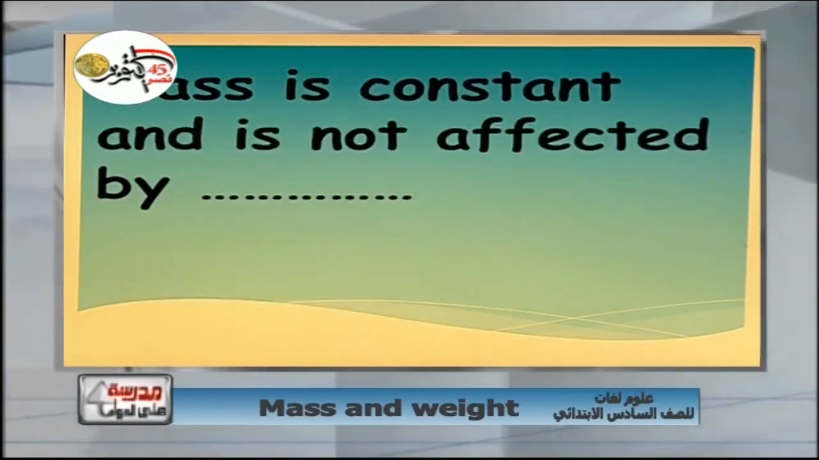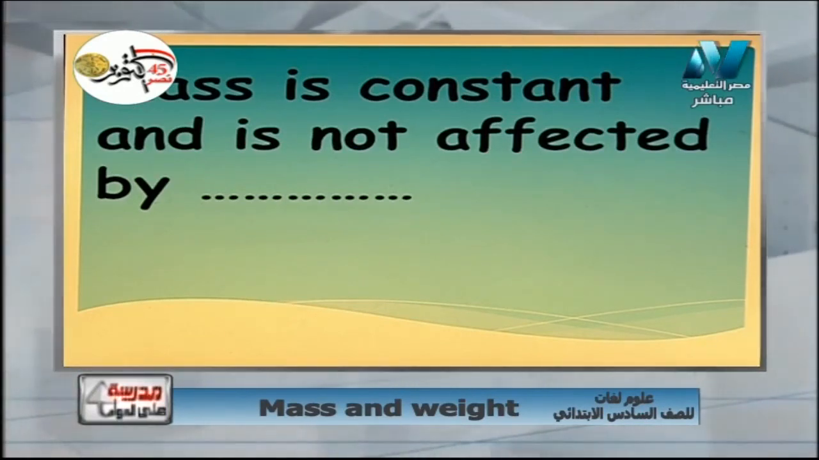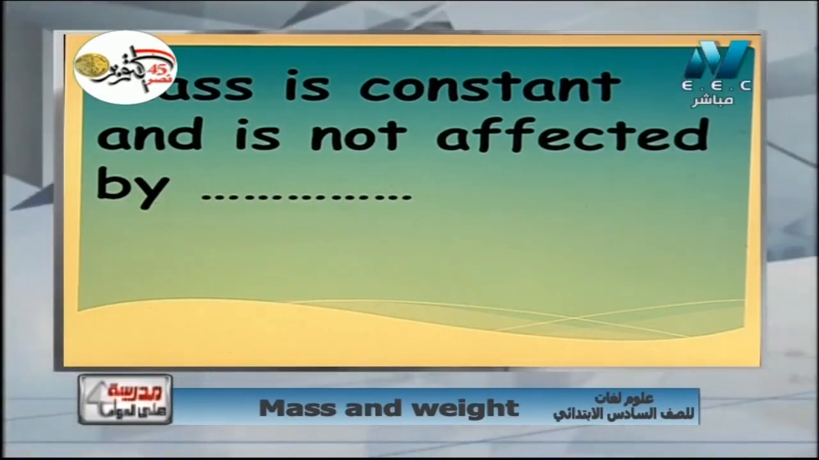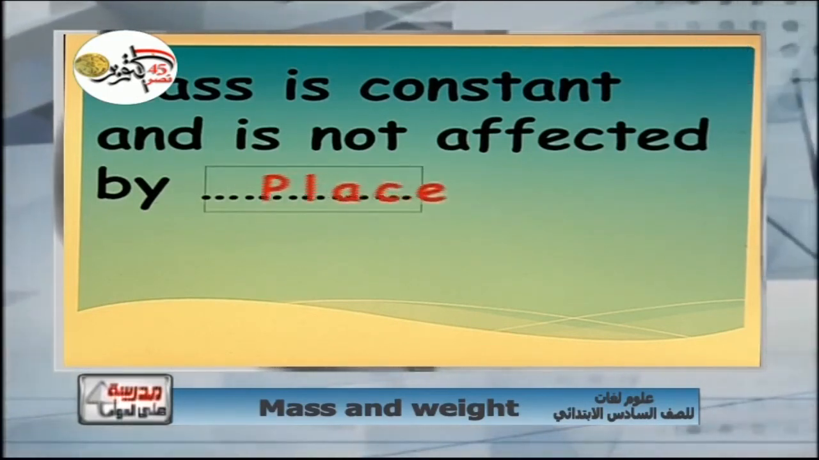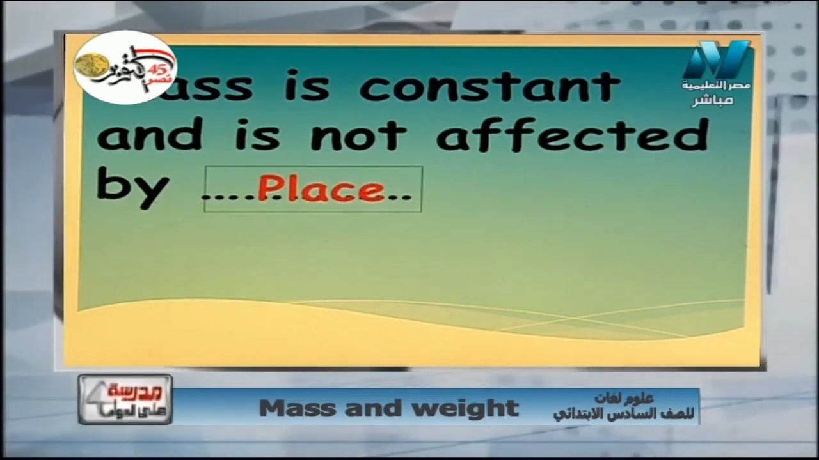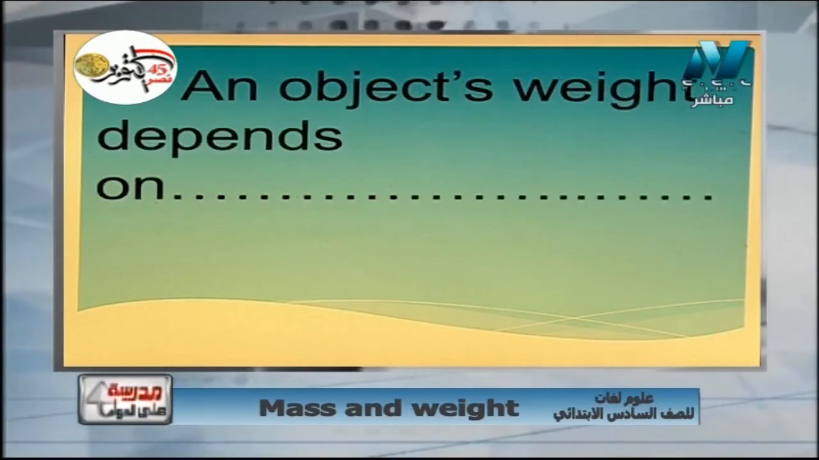Another question that says mass is a constant value and is not affected by what? By place, for example, by changing the place, by the planet and so on. So mass is a constant value that does not change when the place changes.